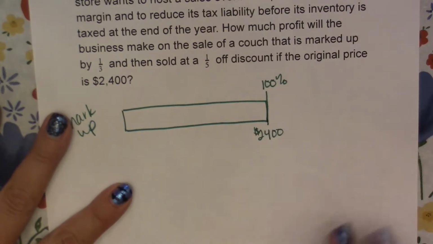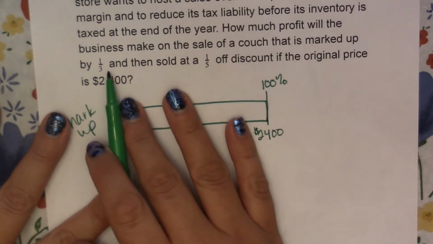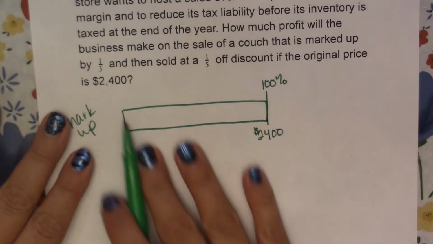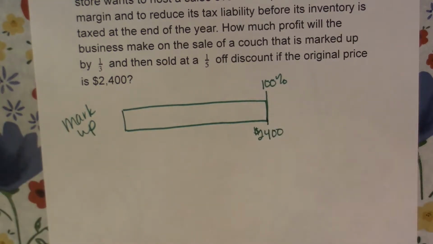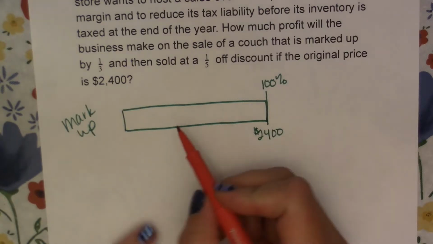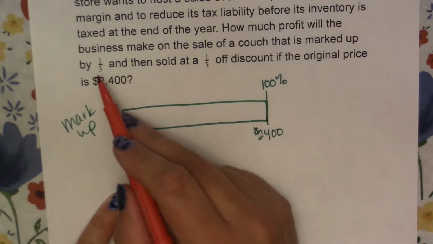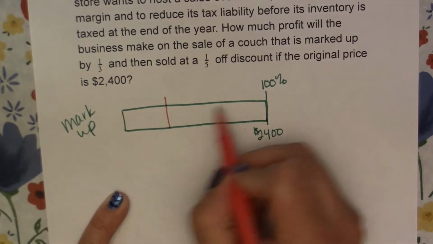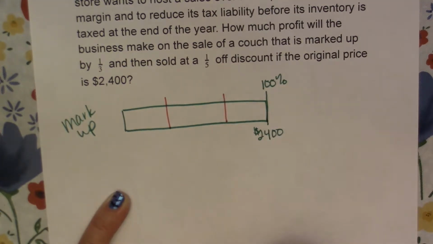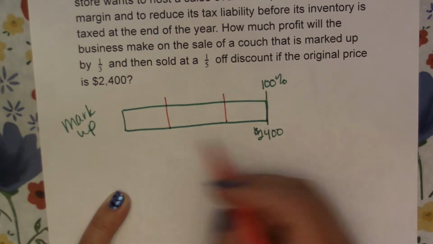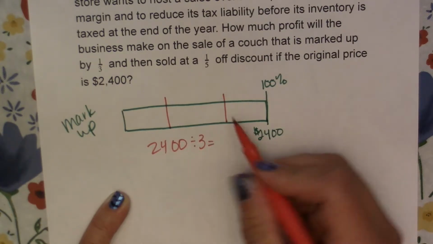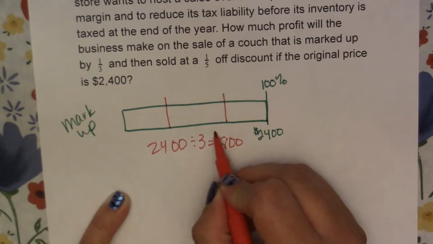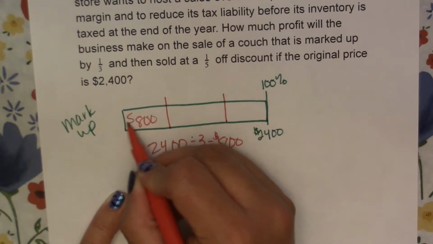So in the problem it tells us that it's marked up by 1/3. So that means we're going to take what 1/3 of this price is and we're going to add it on to the end. Now I'm going to do this part in a different color so that you can see where this comes from. All right, so if we're talking about 1/3, I'm going to break my tape diagram up into 3 pieces. So I need to take my total price and divide it into 3 pieces. And I find that each box represents $800.